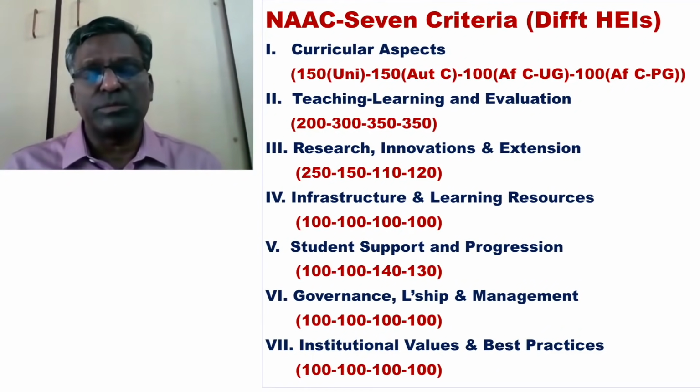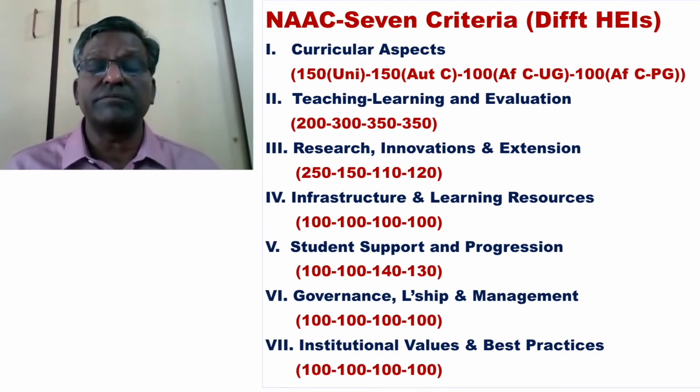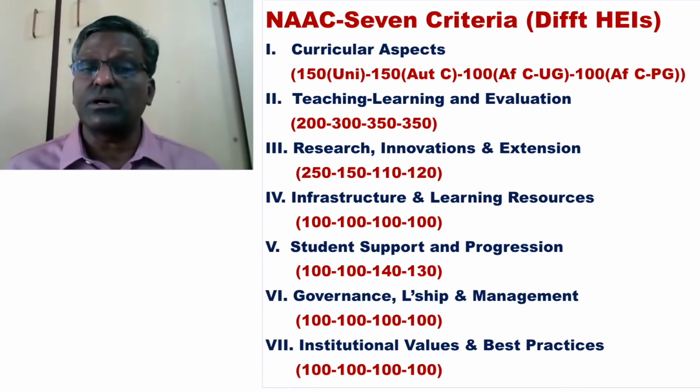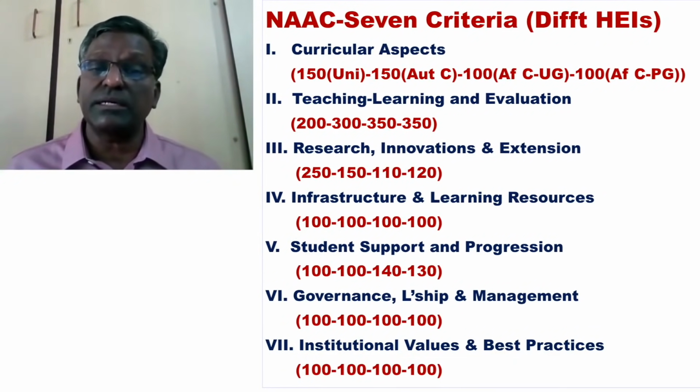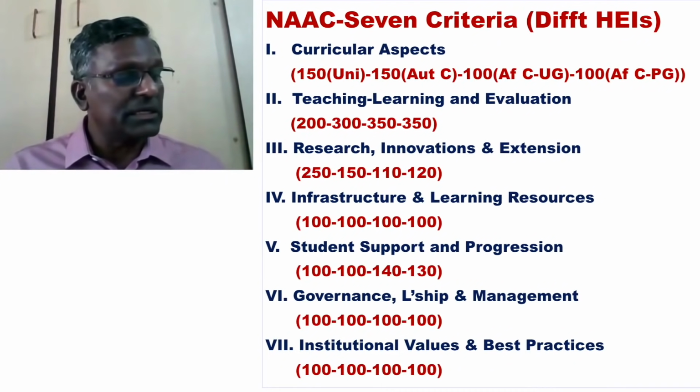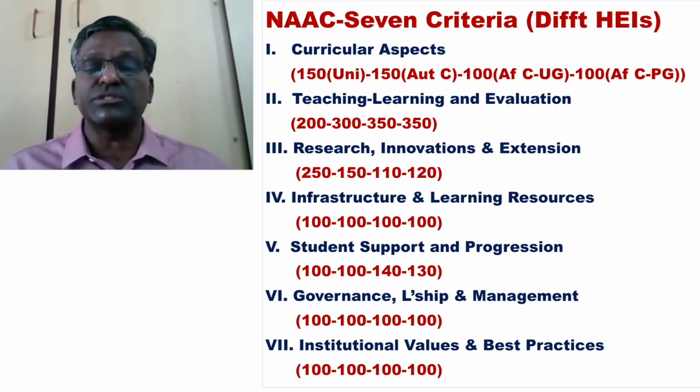Now, probably you are not very happy because, as we all know, there are important differences, there are crucial differences, let us say, between a university and a college. There are important differences between a rural college and an urban college, between the college which offers only undergraduate programs and the college which offers postgraduate programs. Now, NAAC recognizes these differences. So therefore, what NAAC has done is, while the 7 criteria are the same for all institutions, the distribution of weightage, there is a difference.